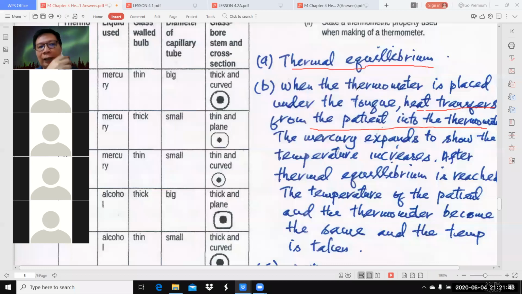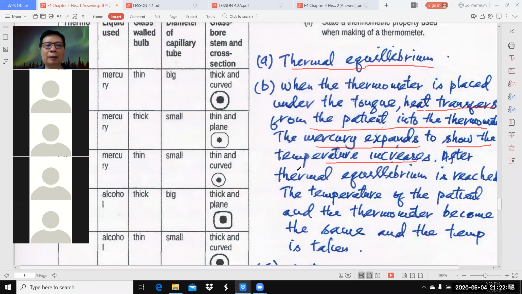His temperature is higher, so heat will transfer from the body into the thermometer. The room temperature is lower than the body temperature, so heat transfers from the patient into the thermometer. Then the mercury expands, because mercury absorbs the heat. It expands to show the temperature increases.